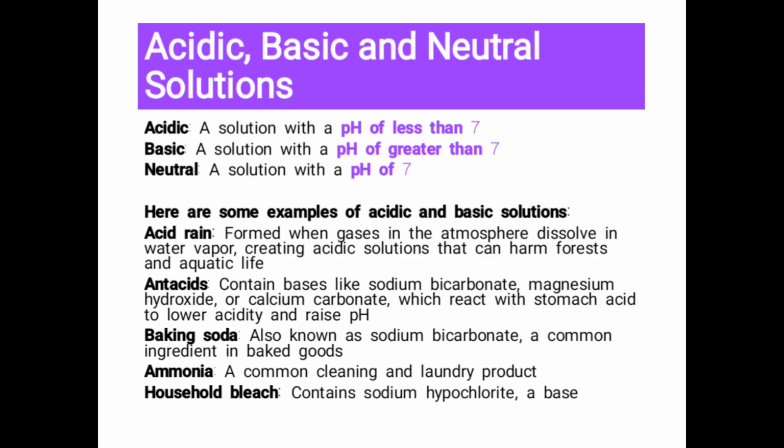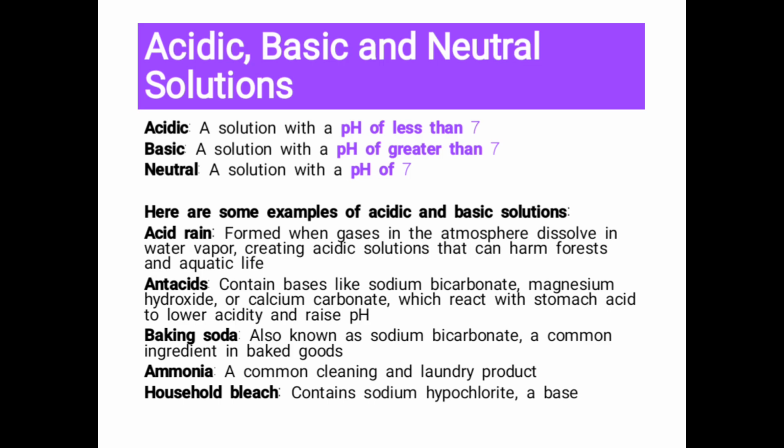Okay, let's look at another type of solution, based on properties. Generally, we can have acidic, basic, and neutral solutions. An acidic solution is a solution that has a pH less than 7. In a typical pH scale, you have 0 to 6, 7, and 8 to 14. Between 0 and 6, you have acidic. When it comes to 7, you have neutral. From 8 to 14, you have basic.